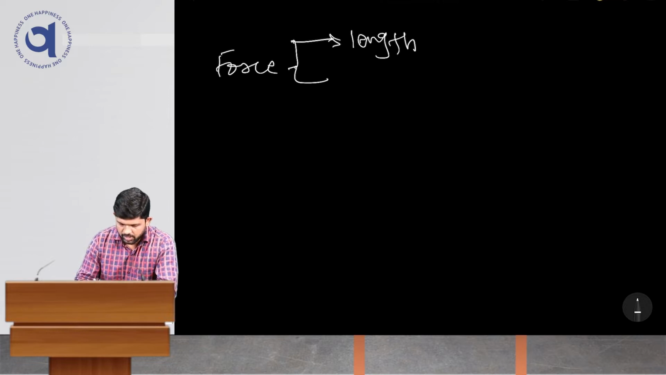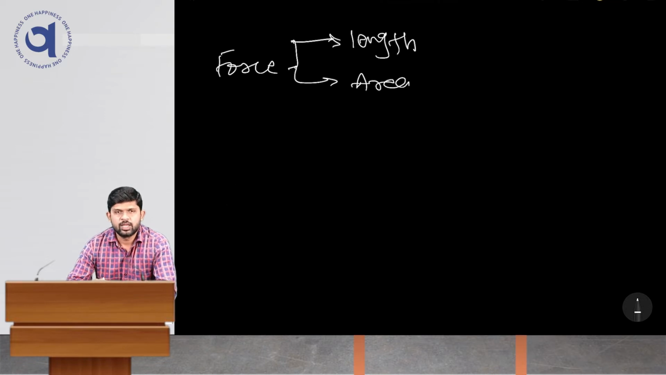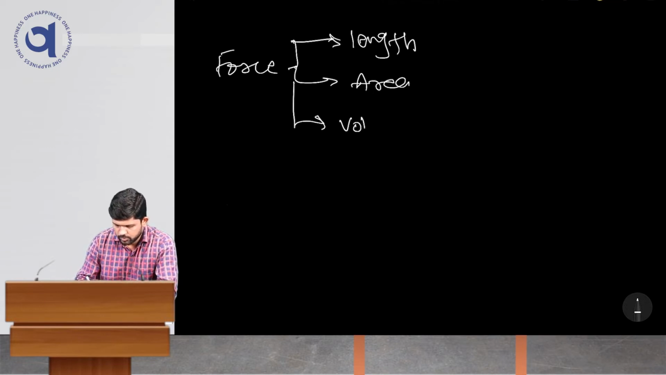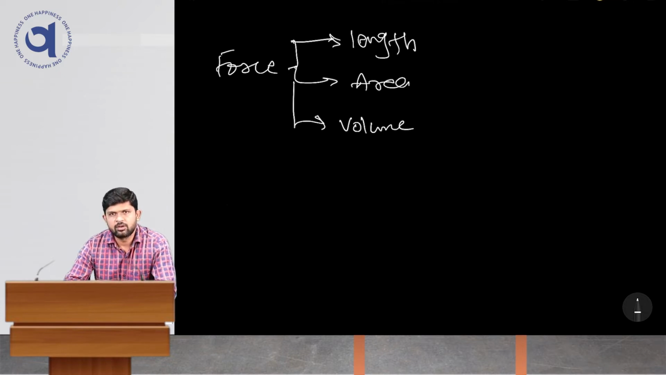We can also apply the force area wise. Area wise means we can apply that force along the surface, tangentially. That kind of force changes the shape in another way. The third way is to apply the force to contract the entire volume, so volume wise. In this session we are going to focus on the force applied lengthwise on the object.